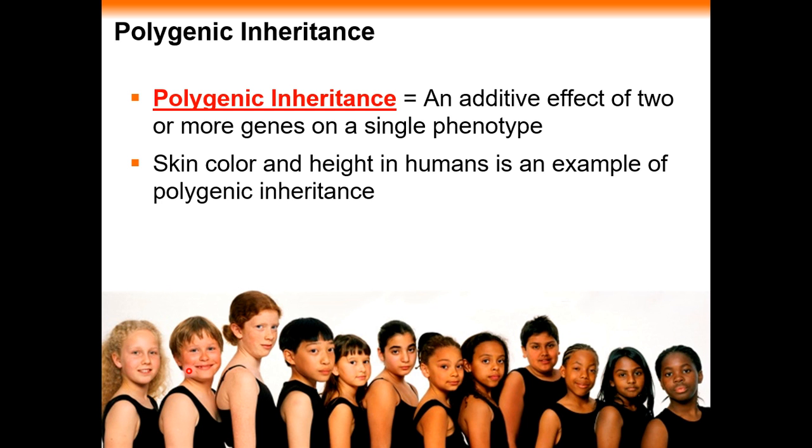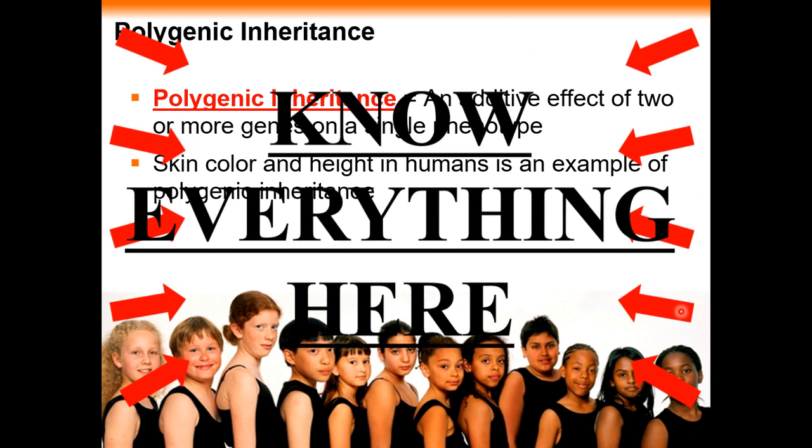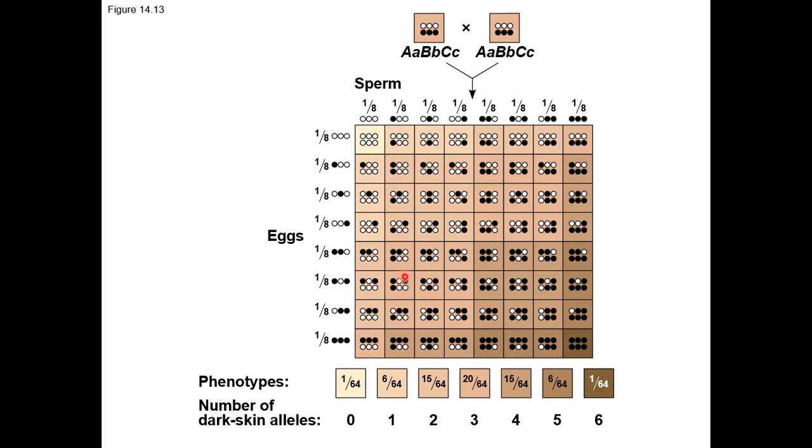Here's this pale girl and pale dude. They have like no dark skin alleles. But then he might have one dark skin allele, 2, 3, 4, 5, 6, 7, 8, and then you get the maximum, or close to the maximum number here. So this is just a spectrum. She has very few dark skin alleles. He has many over here. So skin color and height is an example of this. This is extremely important to understand. I'll show you a picture.